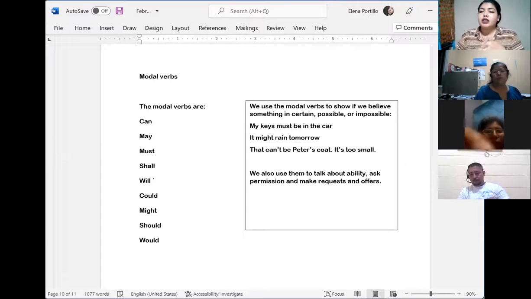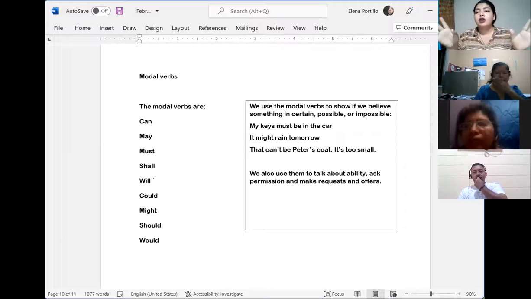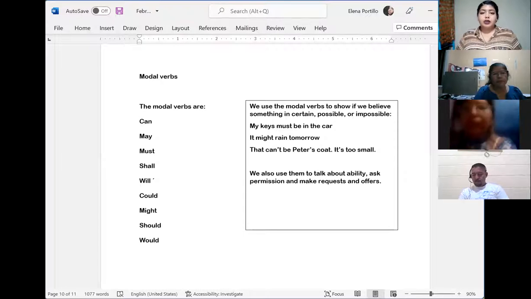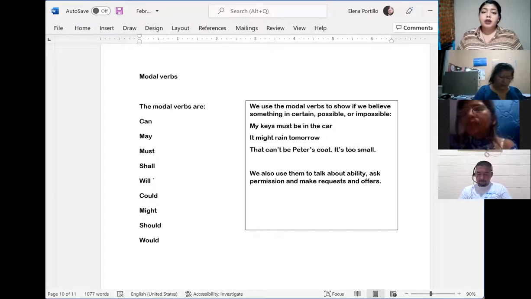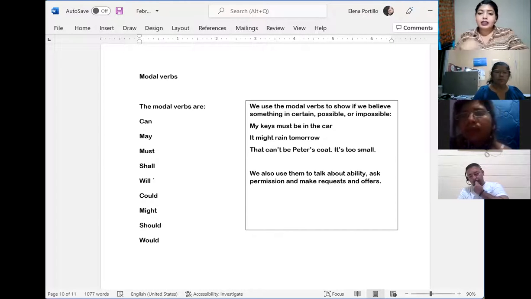Yesterday, we were talking about the modal verbs. What are modal verbs? The list of modal verbs and so many things about them. Yesterday, we were saying that we use the modal verbs to show if we believe something is certain, possible or impossible, but also we use them to talk about ability, permission, requests and offers. And that was the last part. So in that case, we are going to talk about the last part, that is ability, permission, requests and offers. But we are just mentioning some things about them. And then we are going to start with a new topic.